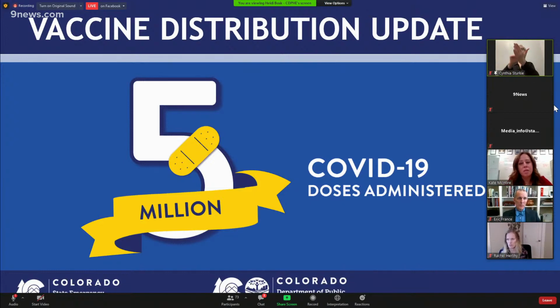That's 5,078,256. And I just want to make note that that is a little bit different from what you might see on the public-facing dashboard. And that's because that includes the federal doses administered. So we added that number to the number that you can see on the public-facing dashboard to get there.